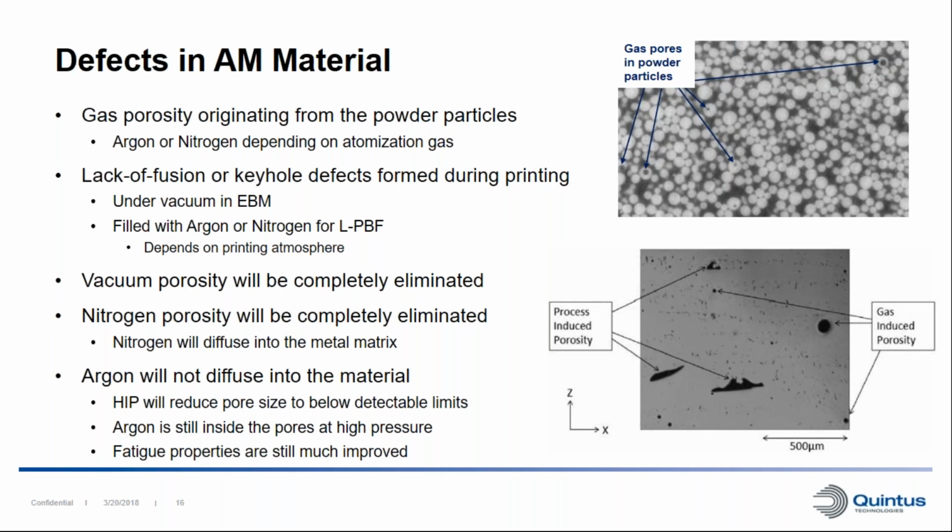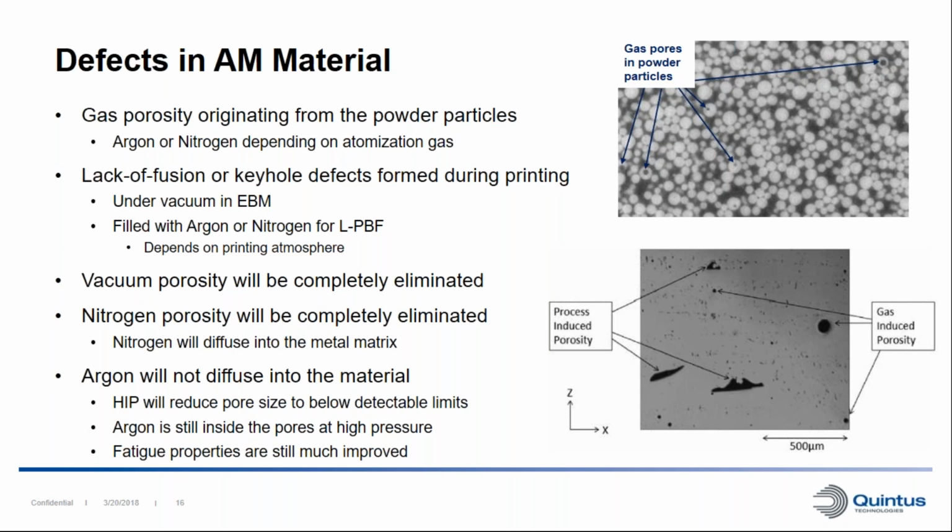Nitrogen porosity will also be completely eliminated by the HIP cycle. The nitrogen will actually diffuse into the metal when we're hipping, so we can completely eliminate it. If we look at argon, that's a gas which is not reactive, and it's a quite big molecule or atom. So that gas will actually not diffuse into the metal. And so in the case of argon porosity, the hipping will reduce the pore size a lot, below detectable limits.